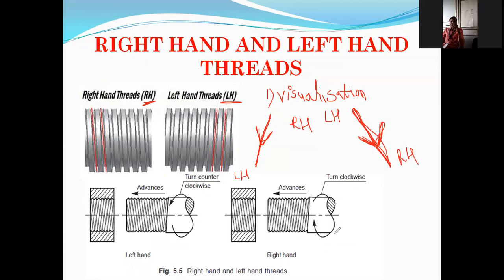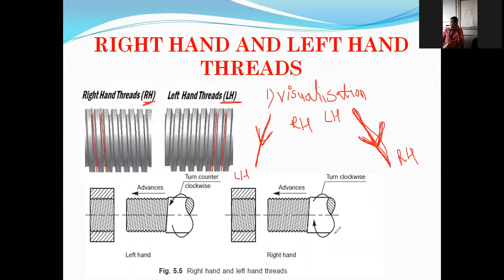Can anybody? If threads are going from right to left, then it is a left hand thread. If threads are going from left to right, then it is a right hand thread. And which direction you have to consider? Towards bottom or towards top? Towards bottom. Very good.